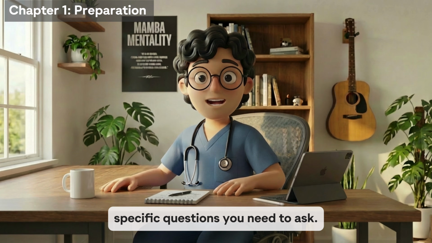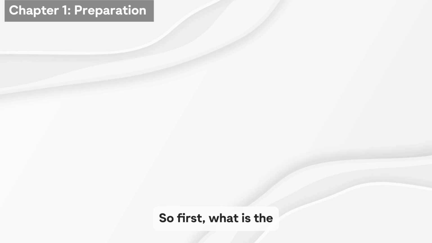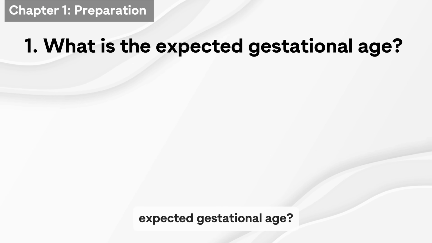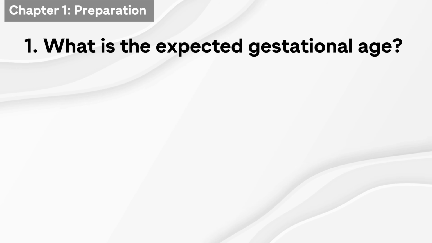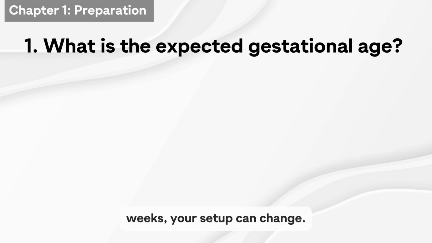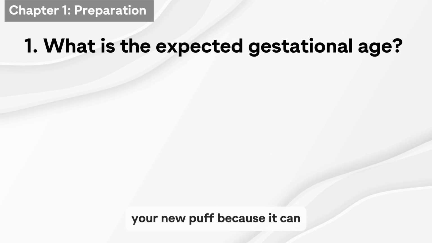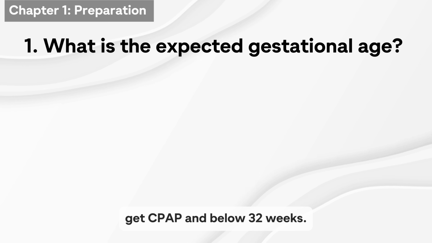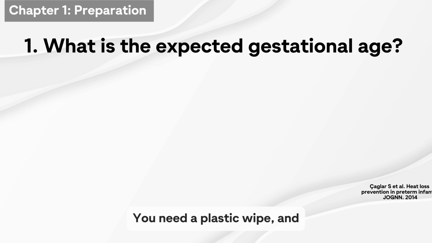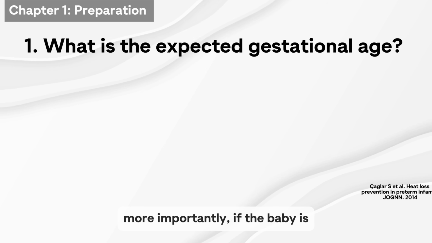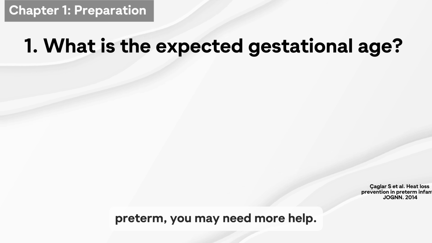There are 4 specific questions you need to ask. So first, what is the expected gestational age? Be careful here. If they are less than 36 weeks, your setup can change. You need to think of using the Neopuff because it can give CPAP. And below 32 weeks, you need a plastic wrap. And more importantly, if the baby is preterm, you may need more help.